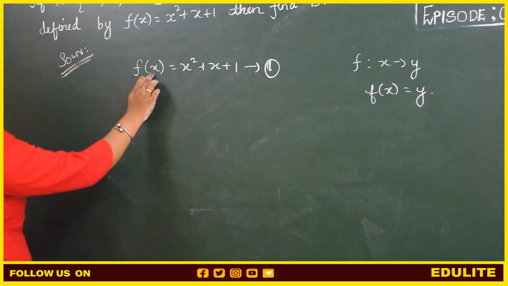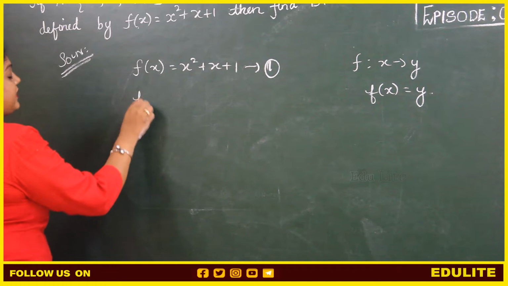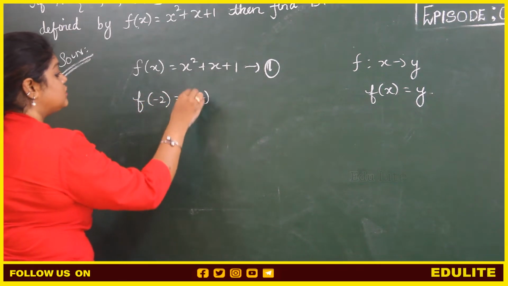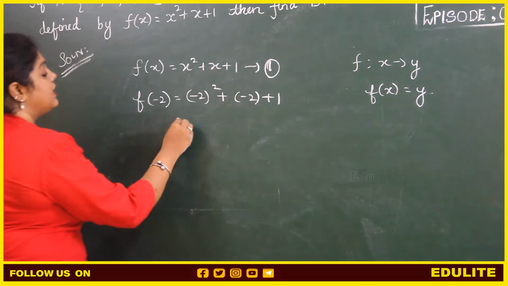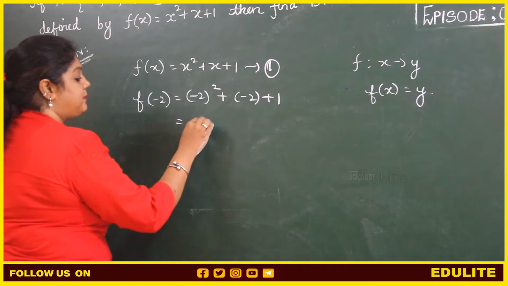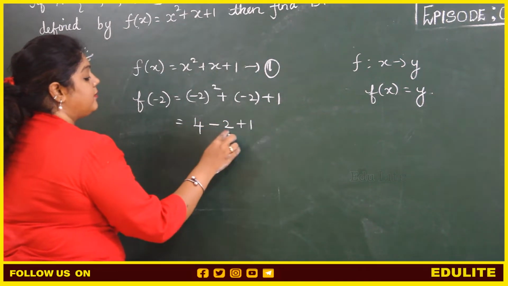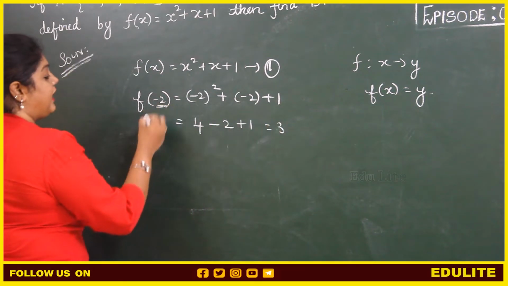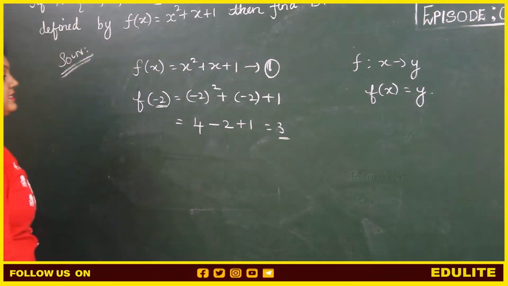First we consider x equals minus 2, which is given in A. So f of minus 2: we substitute in place of x. Minus 2 squared plus minus 2 plus 1. Minus 2 into minus 2 gives plus 4. Minus into plus becomes minus 2, plus 1. 4 minus 2 is 2. 2 plus 1 is 3. So for a equals minus 2, we got the value of b as 3.